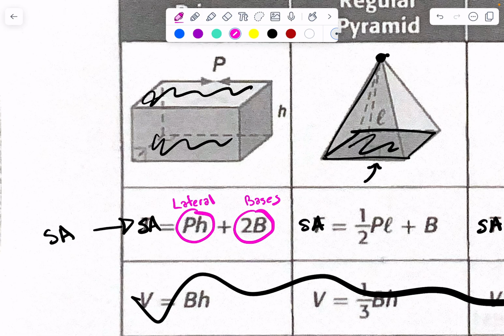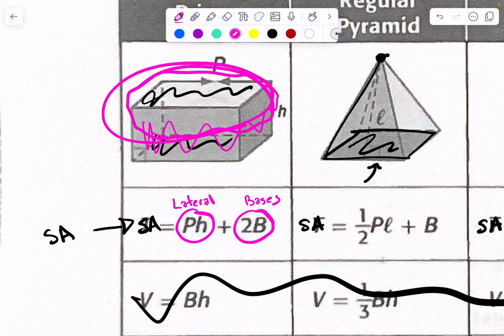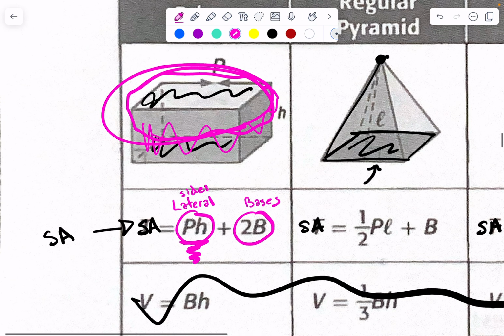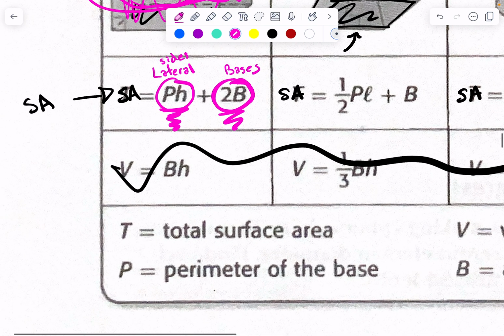Lateral means the sides, so like wrapping all the way around. If I was to take some wrapping paper and wrap it around the sides of this, the lateral surface area or the sides would be determined by this part of the equation. Then your bases, your top and your bottom, would be this part of the equation. Okay, now let's talk about what some of these variables mean.